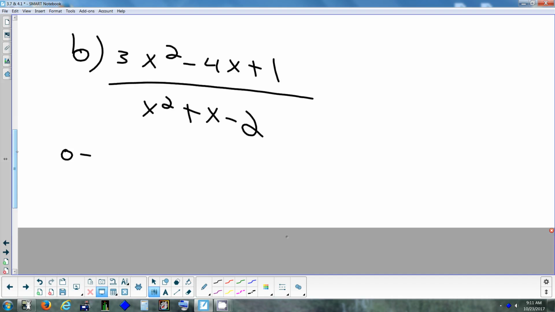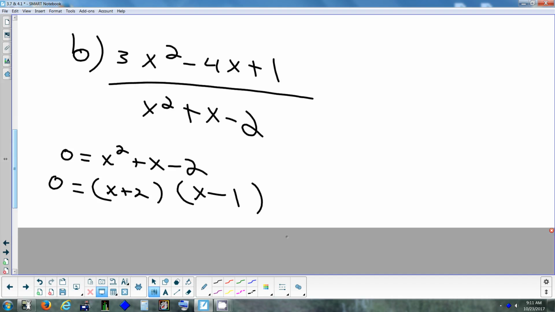Okay, so we've got 0 equals x squared plus x minus 2. And I think that'll factor. Anybody tell me how that would factor? Yep, x plus 2, x minus 1. And now that he's factored it, it makes it much easier to figure out the two numbers that would make the denominator 0. So Tanya, what would be the two values that would make the denominator 0? Negative 2 and 1.